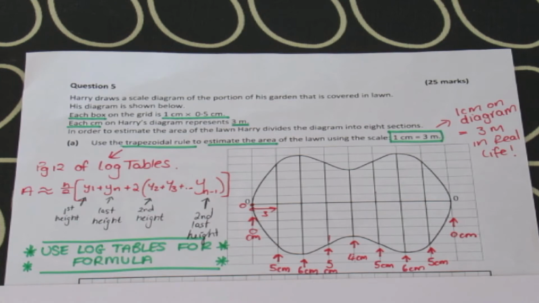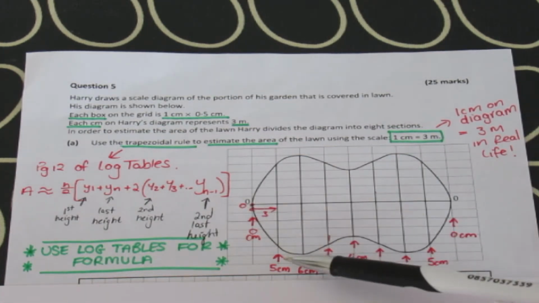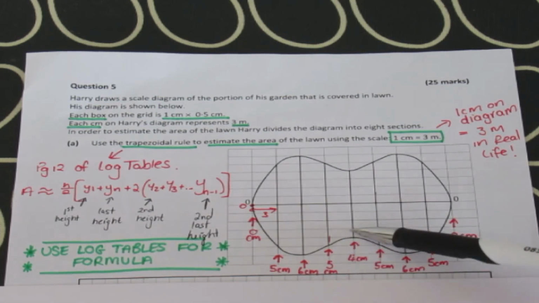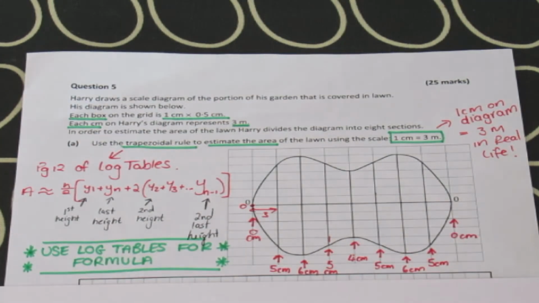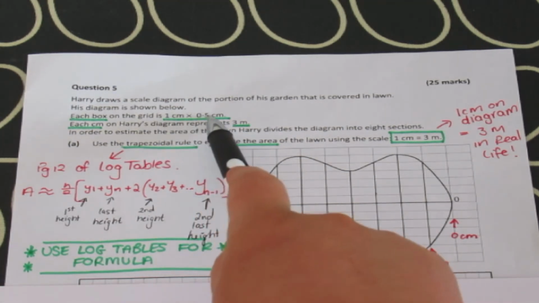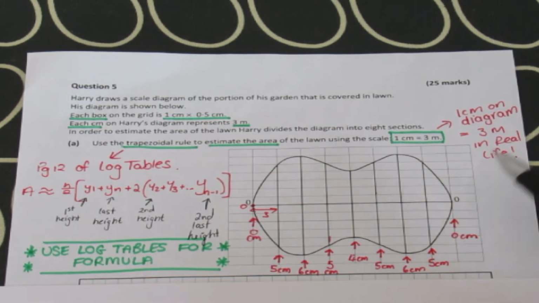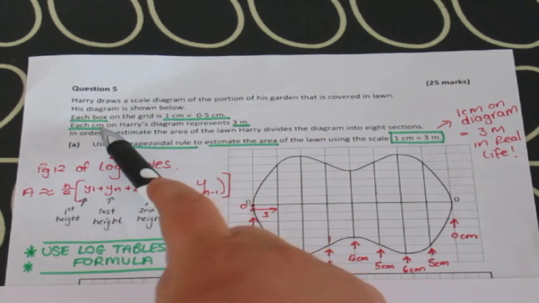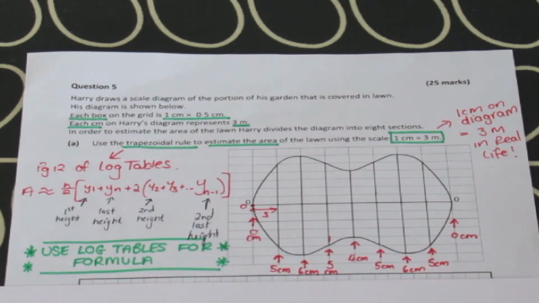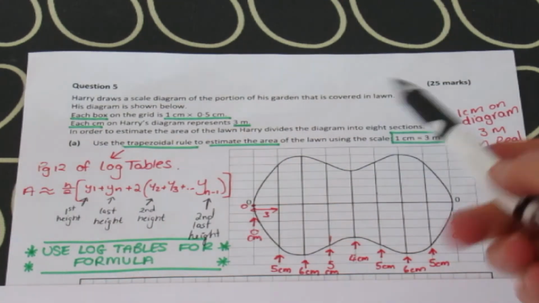It's all there. So what I've done is I have measured how many boxes everything is. So 0, 5, 6, 5 and so on. It does tell us in the paragraph at the top that each box grid is 1 centimetre by 1/2 centimetre. So each box is 1 centimetre long and 1/2 centimetre high, and each centimetre represents 3 metres. Now what they're just saying here is that 1 centimetre on the diagram is the same as 3 metres in real life, because this is a garden that's covered by lawn.